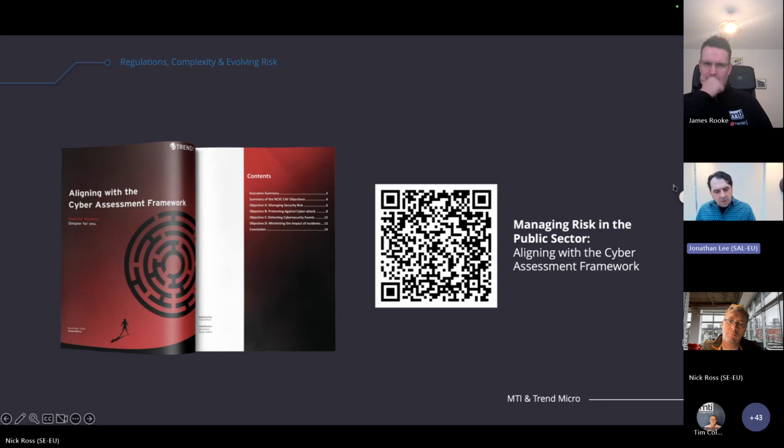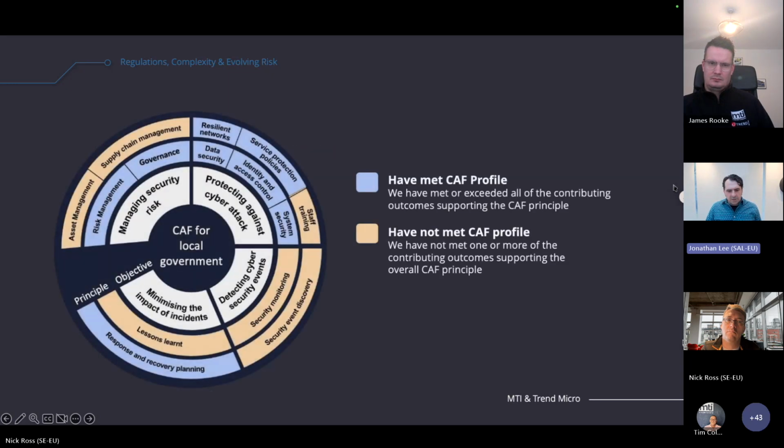One thing that you can do, so we've created a document at Trend Micro which takes you through how we map onto the Cyber Assessment Framework. So you can either scan the QR code here, or we can provide the document afterwards, or you can find it on our public sector websites. And that tells you how we then meet those controls as well. So that's quite a useful document to download.